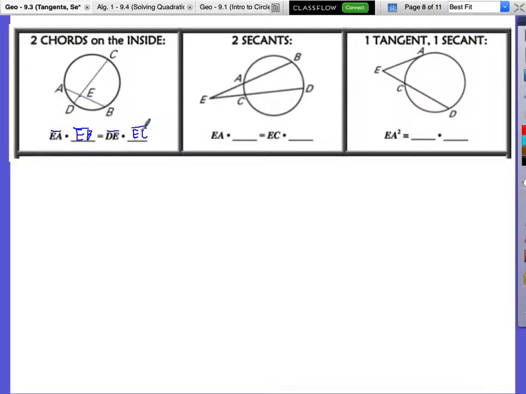For two secants, like the chord but extended, that intersect outside the circle, we'll do EA, the external part, times EB, the whole thing. We'll do the external times the whole thing. And EC is the external as well, correct? And Ian, what would be the whole thing here? ED would be the whole thing.